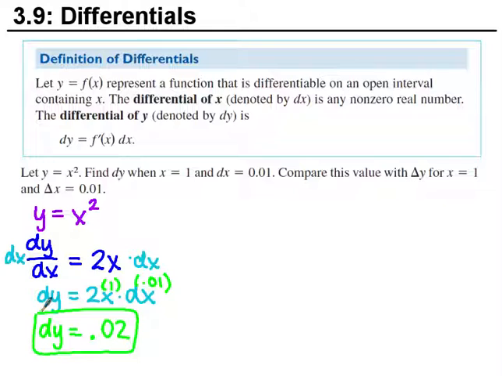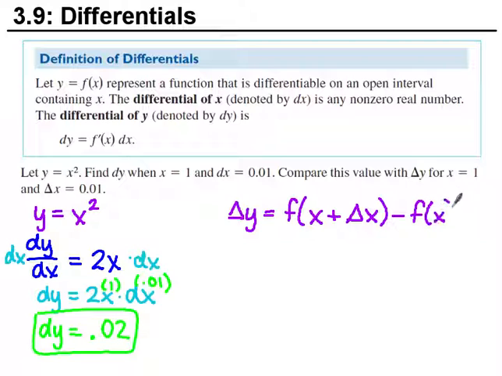And so notice it says now compare this value with delta y for x equals 1 and delta x equals 0.01. So now real quick, delta y, change in y. You need to make sure you get this down. Delta y will equal the following: f of x plus delta x minus f of x. That is basically the change in y. So now what I'm going to do is plug in what I know. Delta y is kind of important, especially on your homework, so make sure that you get that down.